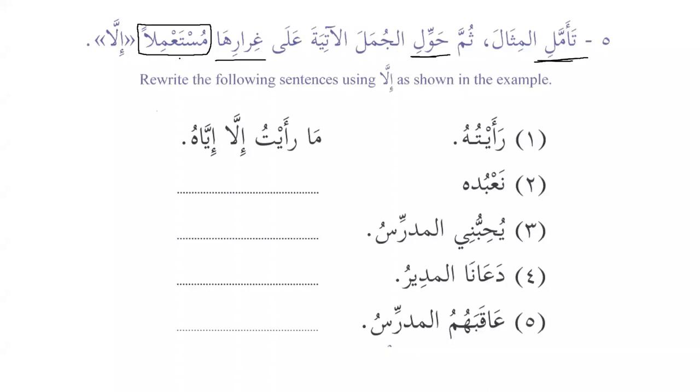Tamiz and hal. Rewrite the following sentences using illa as shown in the example. Ra'aytuhu, and you want to say ma ra'aytu illa iyyahu. Ra'aytuhu, I saw him. Ma ra'aytu illa iyyahu, I did not see anyone else except him, or I didn't see anyone but him. Na'buduhu, now we want to say we don't worship anyone else except him, Azza wa Jal. La na'budu illa iyahu. Excellent. Ma na'budu illa iyyahu.